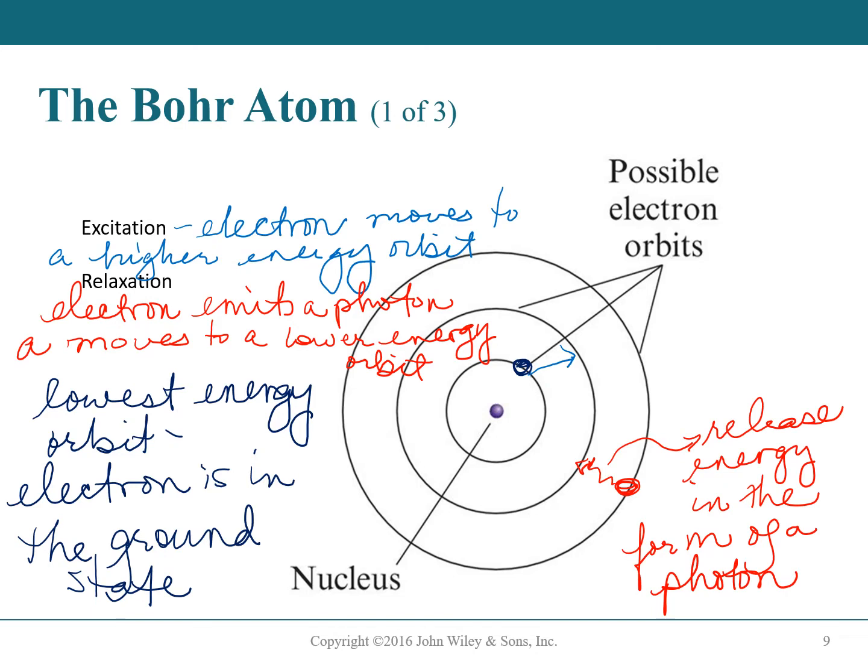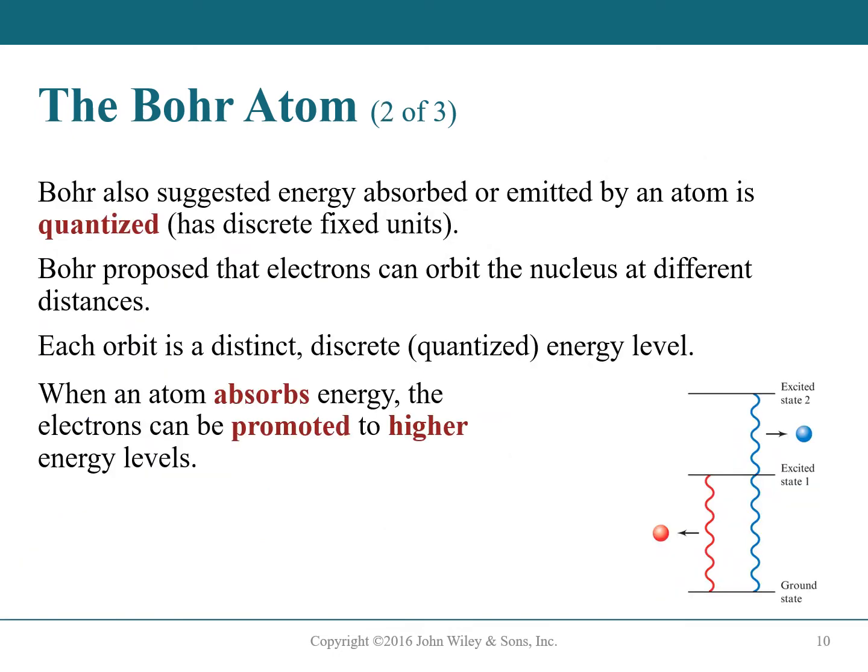Okay, so we have excitation, which goes to a higher energy orbit, and relaxation, which releases photons to go to a lower energy orbit. When it's in the lowest energy orbit possible for that electron, it's called the ground state. Okay, so this is the Bohr model. He quantized our energy. That means we have discrete fixed units. It's not a whole range. So this electron can go from here to here, from here to here, but not the other way.